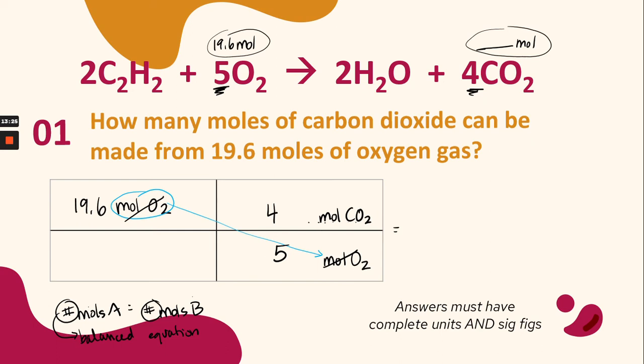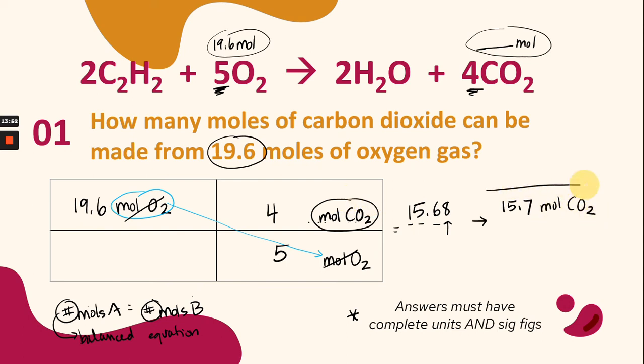So that gives me on the calculator 15.68. But notice I have to have units and sig figs. So sig figs come from the problem. There's 3 sig figs. I'm going to keep these 3, look at the neighbor to decide if I should round up. Looks like I should. So 15.7, and then my units are the ones that didn't cancel out, so moles of CO2. This is my final answer.